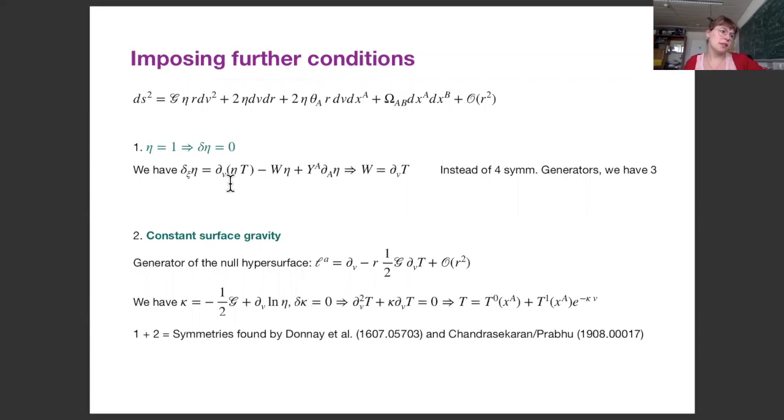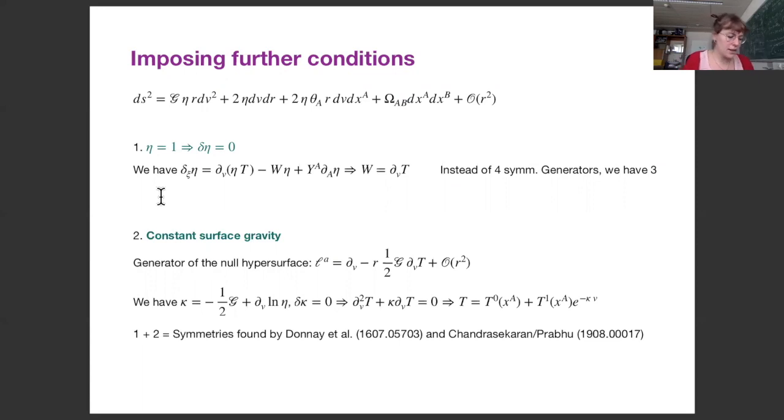So you see that if eta is 1, it imposes that W is related to your T. So it means that for the Weyl transformation, instead of having 4 generators, you only have 3, T and the 2 Y's. So you're losing a symmetry generator, you're losing a charge, you're losing a boundary degree of freedom by fixing that gauge.